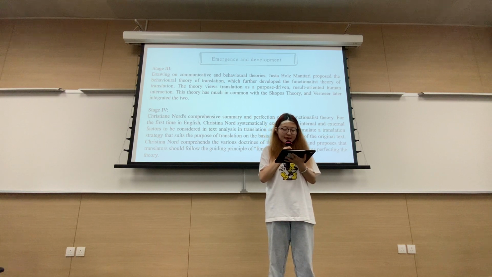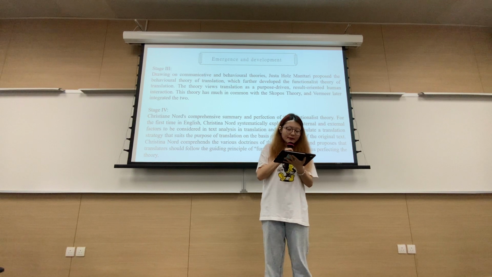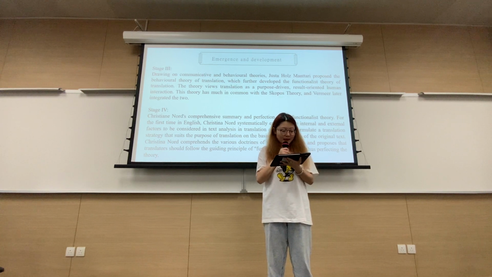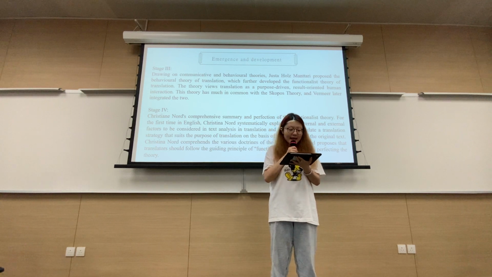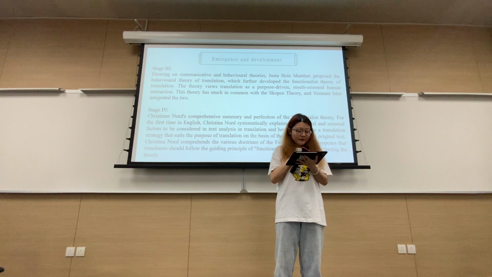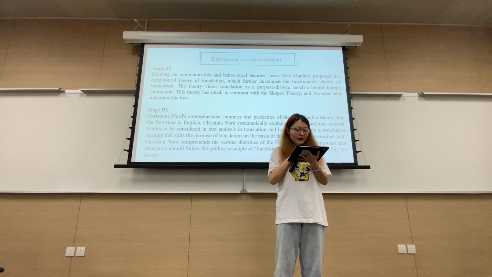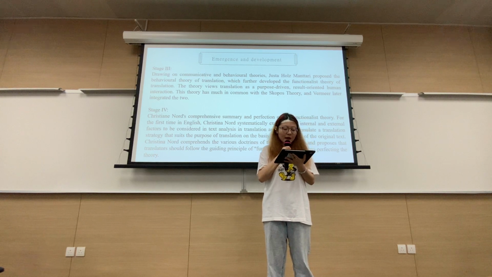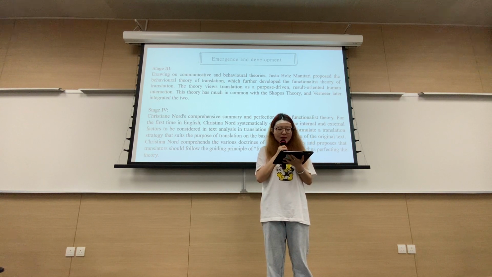The theory of translation as a purpose-driven, result-oriented human interaction. This theory has much in common with the skopos theory, and Vermeer later interprets the two. And we will add the last step, Nord, a comprehensive summary and perfection of the functionalist theory.